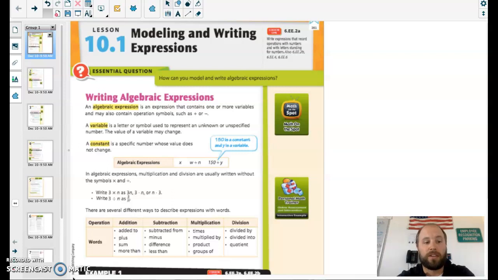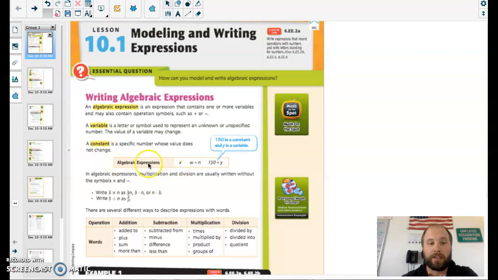So today we're going to start on 10.1, modeling and writing expressions, kind of your first introduction to algebra, if you will. So, writing an algebraic expression. I'm just going to read right off the top here, if you can see my screen. An algebraic expression is an expression that contains one or more variables and may also contain operation symbols such as addition or subtraction. We'll have multiplication and division later. A variable is a letter or a symbol used to represent an unknown, and we've talked about that. A lot of times they'll use x or y, but it could be any letter. A constant is a specific number whose value does not change.